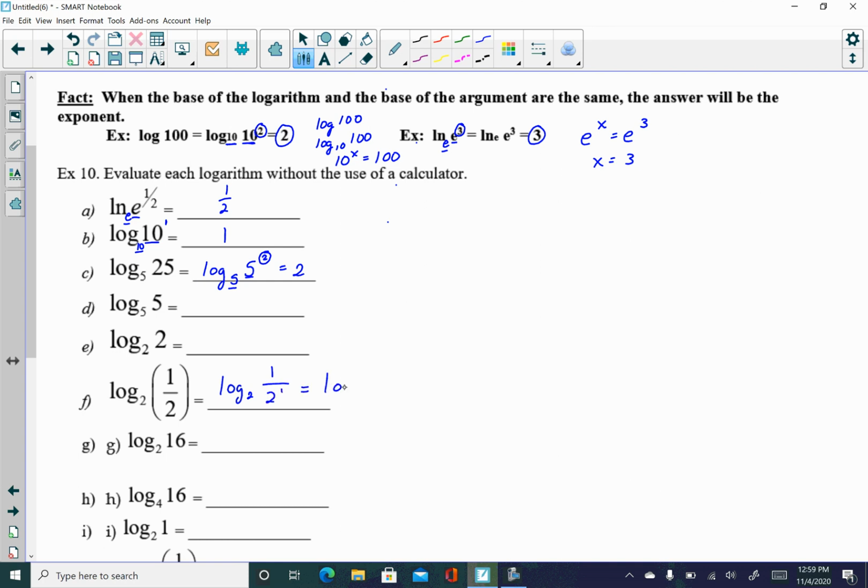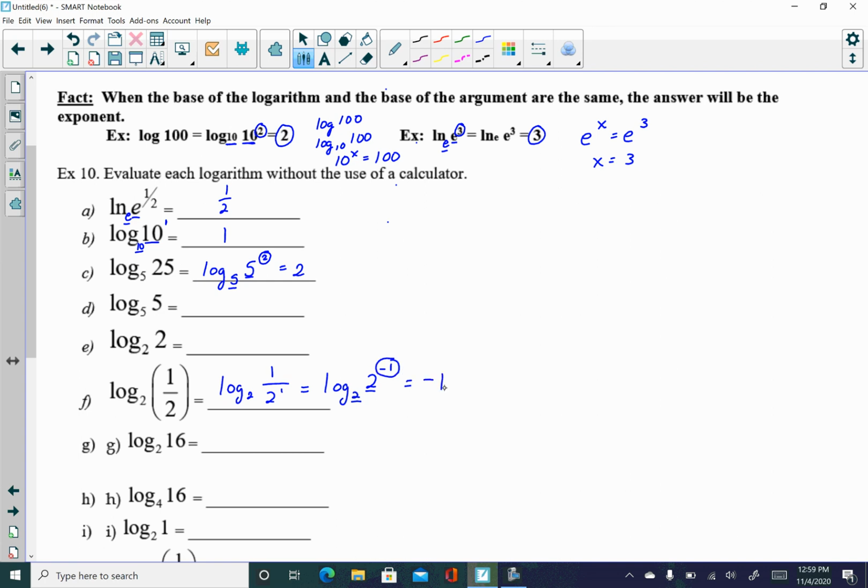Wouldn't it be legal for me to rewrite this as log base 2 of 2 to the negative 1 power? Isn't that legal? If you have a negative exponent, we know that we can bring it to the bottom and make it positive. Well, if I brought it to the top, then the exponent would be negative, right? They work both ways. So now you have your base and your argument matching up, so your answer is just the exponent of negative 1.